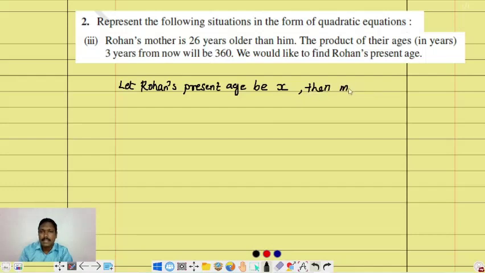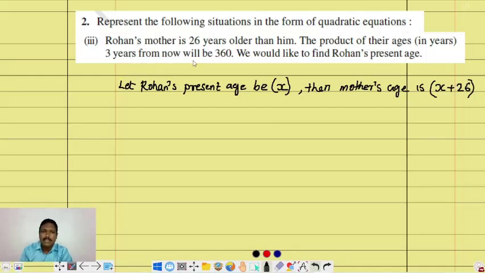Then his mother's age will be 26 years older than him. 26 years older than him means X plus 26. So these are the present ages of Rohan and his mother. Rohan's present age be X, then mother's present age will be X plus 26. Now after 3 years.